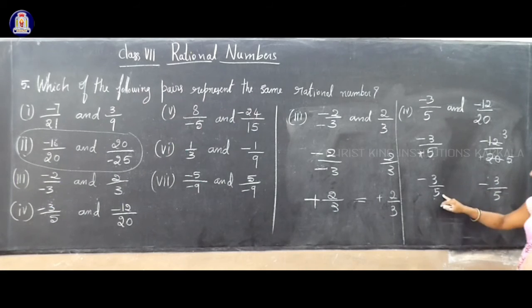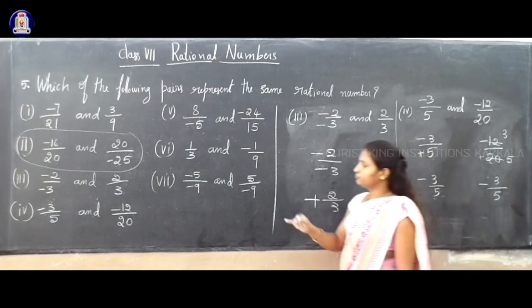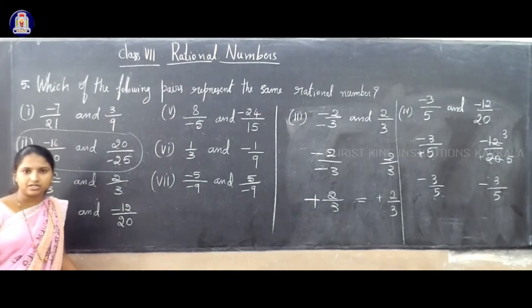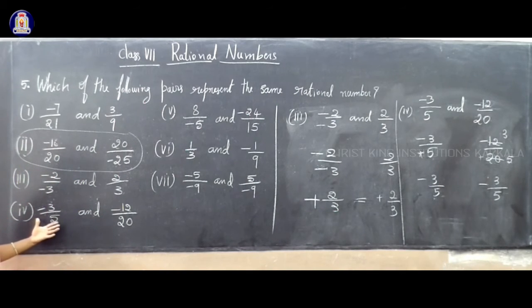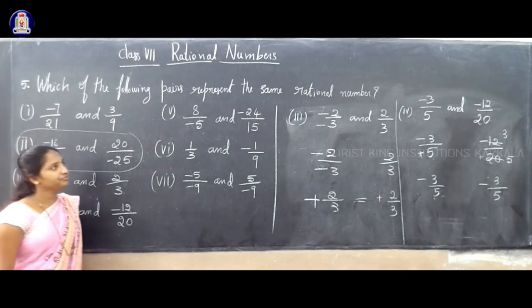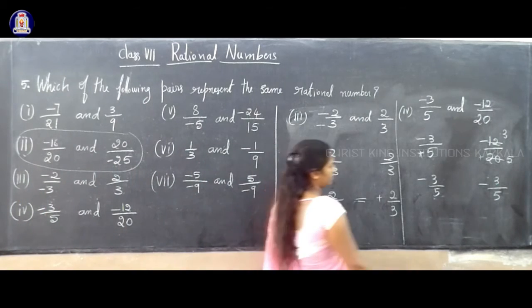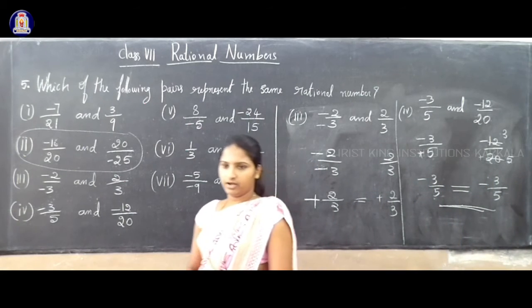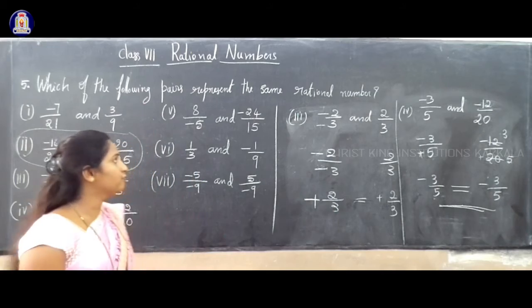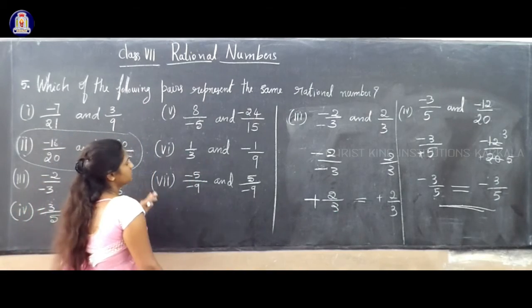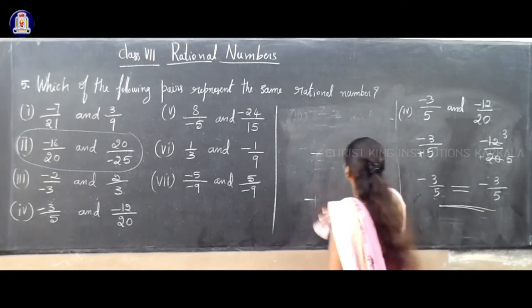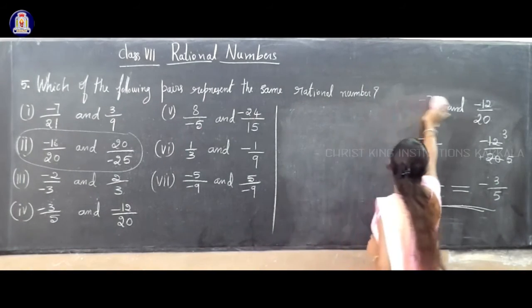So what is the answer? You see -3 by 5, and here also minus 3 by 5. Can you say that for the fourth question, the pair of numbers are the same rational number? Yes. So the fourth question, the pair of numbers represents the same rational number. Clear? Okay, now let's check the fifth pair of numbers, fifth, sixth, seventh. Okay, that's all. The next question, that is the fifth question.